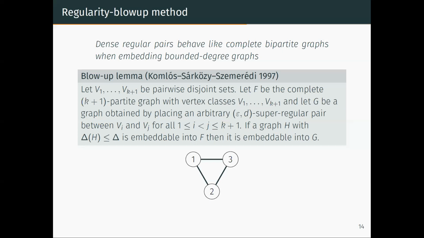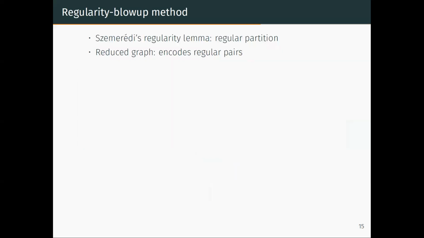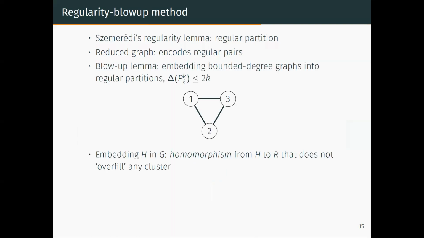Right, so how would we use this? The first step, the Szemerédi regularity lemma, gives us this regular partition, which gives us this reduced graph that encodes where the dense regular pairs are. Using what you get out of this, you try to find collections of cliques in the reduced graph. And once you are able to get that, then you apply what we call the blow-up lemma.